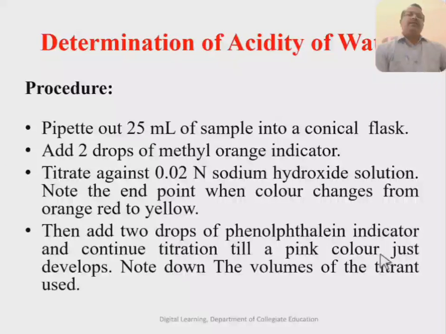After adding, titrate the solution against the standard sodium hydroxide solution of about 0.02 normal. Note the end point when the color changes from orange red to yellow. Then add 2 drops of phenolphthalein indicator and continue the titration till a pink color just develops, and note down the volume of the titrant used. Also note down the volume of sodium hydroxide consumed for the titration.